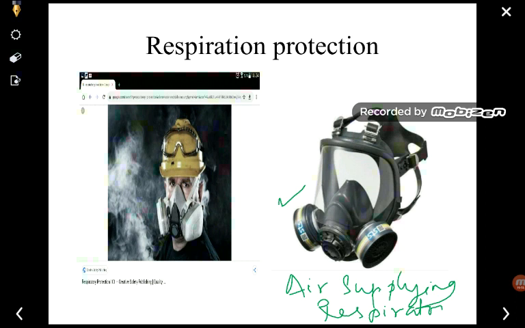This is of many types, and what does it mean? It makes pure oxygen available and prevents you from inhaling hazardous chemicals. The basic purpose of any respirator is to protect the respiratory system from certain hazardous chemicals. This is normally the image of an air supplying respirator. So a proper air supplying respirator should be used.